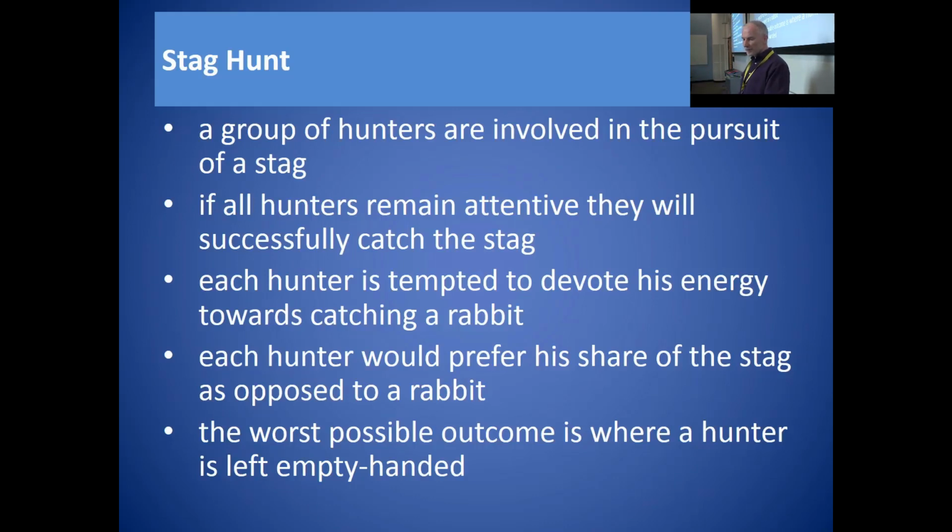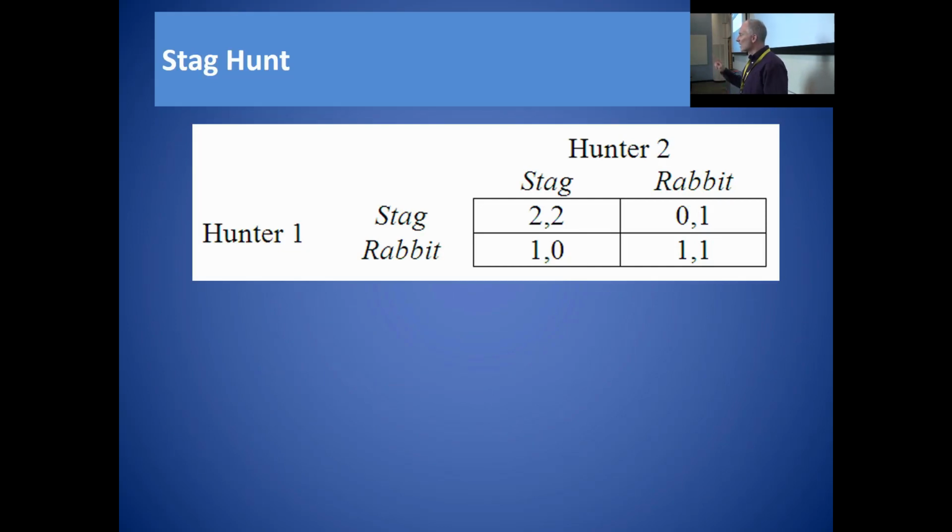So, given that then, what we'll do is take a two-player version of this game. So you've got two hunters, Hunter 1 and Hunter 2, and the available strategies of these hunters are to pursue the stag or go off chasing rabbits.